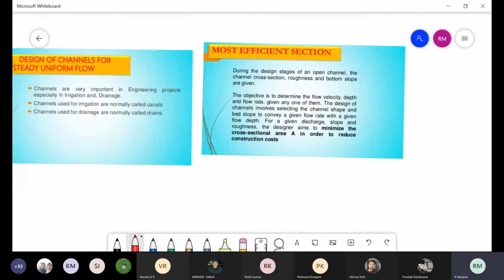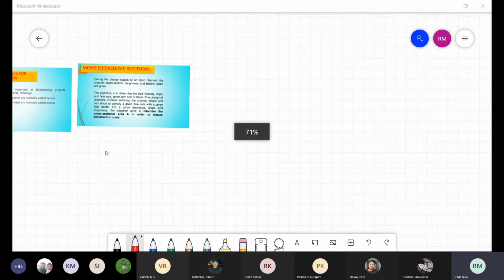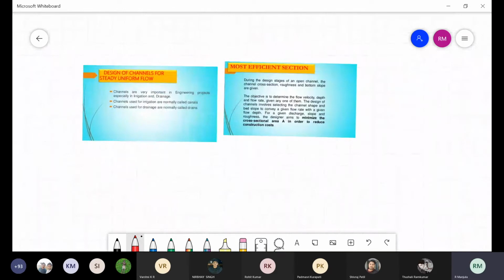What is meant by steady flow? Can anybody say? Ahmed Rashid, can you say what is a steady flow? Not present. Amar Kumar? Amit Ikram? Dilraj Saini?